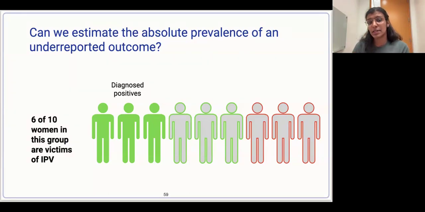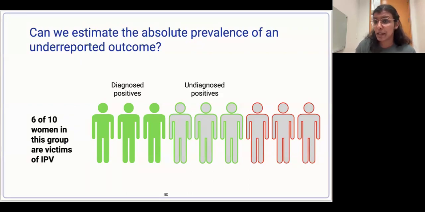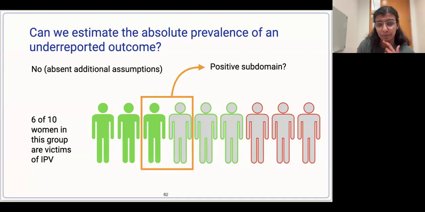So let's say that 6 of 10 women in this group are experiencing intimate partner violence, or IPV, as I'll call it throughout this talk. Of the 6 positives on this slide, outlined in green, 3 are diagnosed as positive. So we have a reporting rate of 50%. The remaining patients are all unlabeled or undiagnosed and comprise a mixture of undiagnosed positives, outlined in green, filled in with gray, and undiagnosed negatives. So what we observe is green people and gray people, diagnosed positives and the unlabeled.